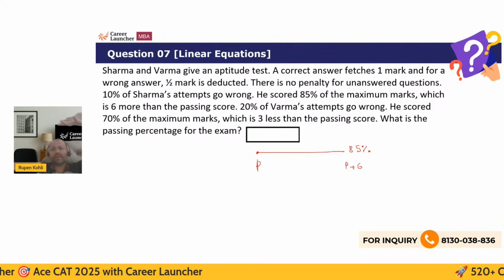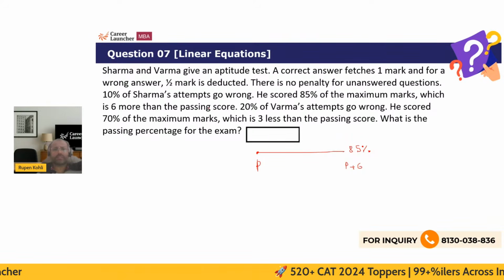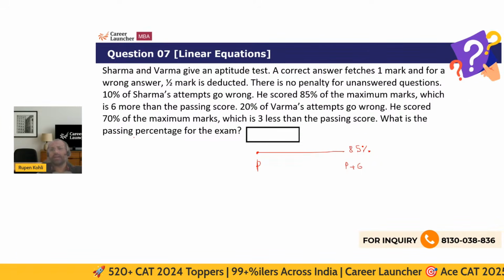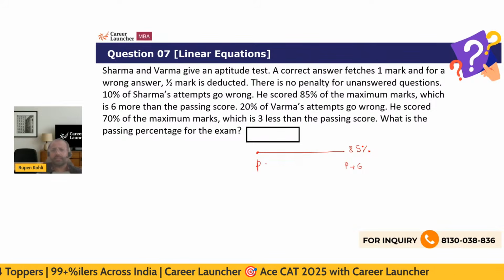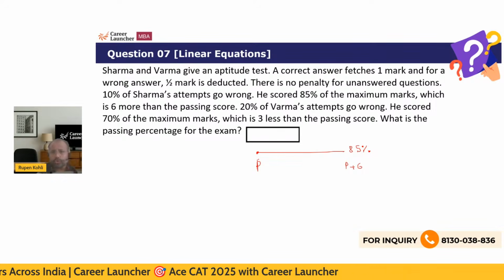I'm not looking at this marking scheme of 1 and 1 by 3. I'm not looking at this 20% he got wrong, 10% goes wrong. I'm just looking at what the passing percentage is. I'm just focusing on the passing percentage. Whatever is the passing score, P, so P plus 6 gives me 85%.